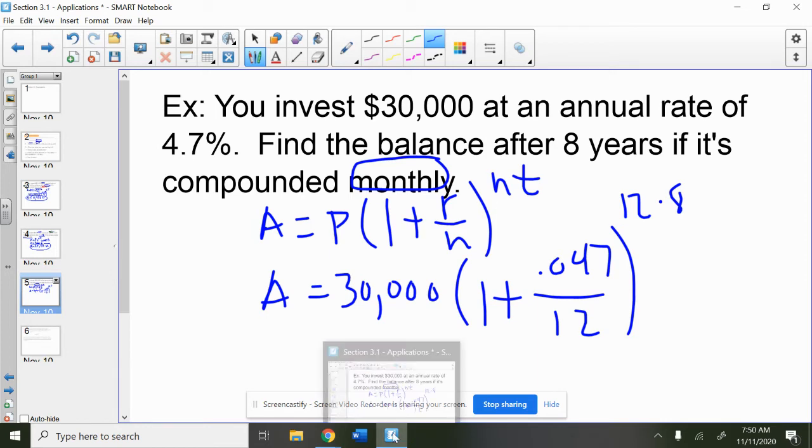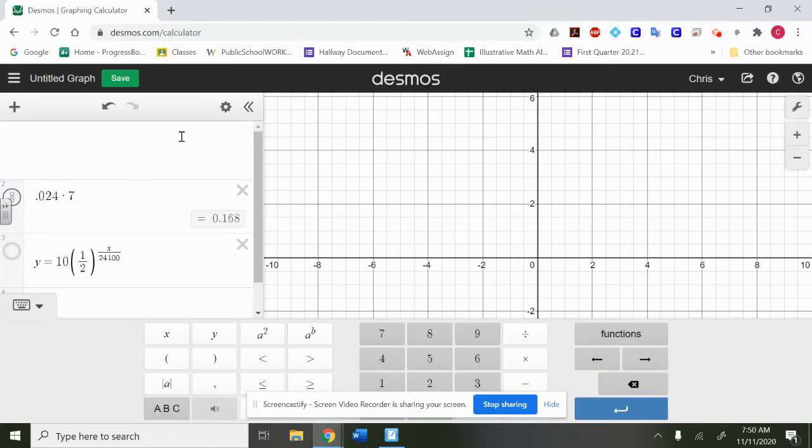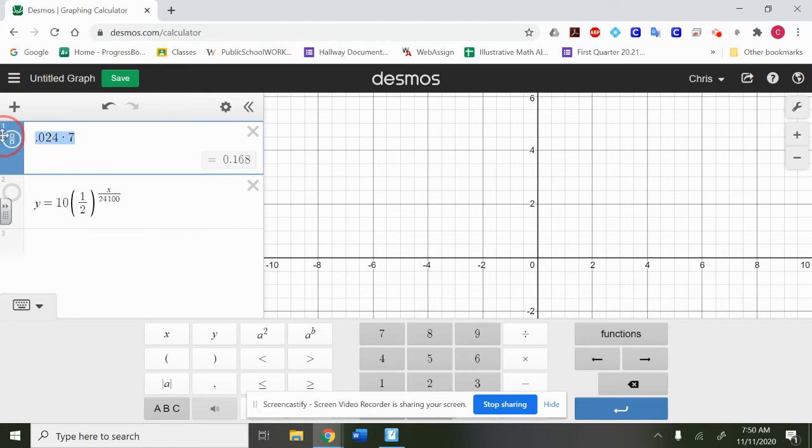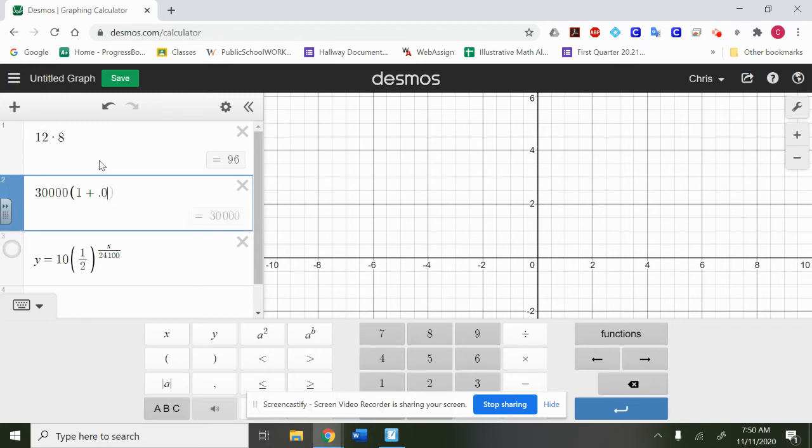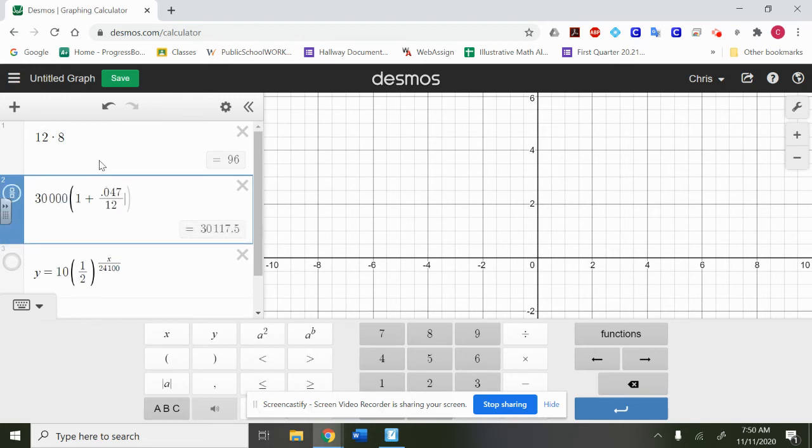So if I go back to my Desmos, clear this off. One thing I can do is with that calculation of 12 times 8, if you want to do that ahead of time, 12 times 8 is going to give you 96. So when you go to type this in, you have 30,000, and then 1 plus 0.047 divided by the 12 months, exponent, and then up top we had 12 times 8. Well, we just said 12 times 8 is 96, so you can use 96. And so then you can see here that you'd end up with 43,661 and then 34. So again, that 3 right there, if that's a 5 or bigger, then it goes up to 34.